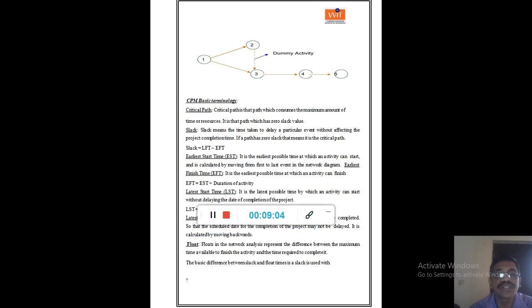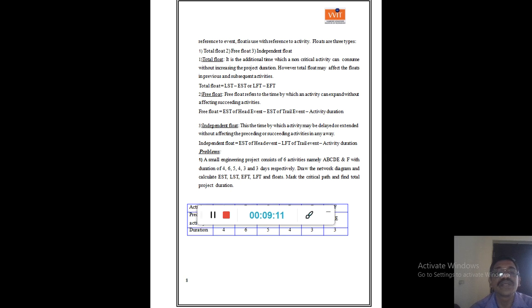See, free float is equals to, I will show you the formula for free float. Free float, here you can see: EST of the head event minus EST of the tail event minus activity duration. This is the formula. Whereas independent float is EST of the head event minus LFT of the tail event minus activity duration.